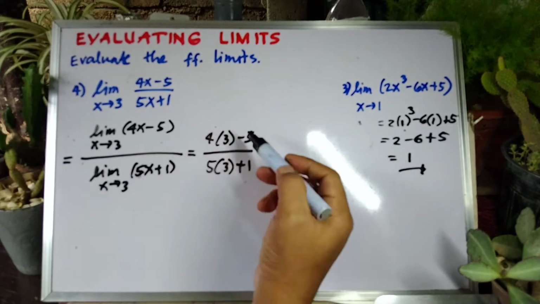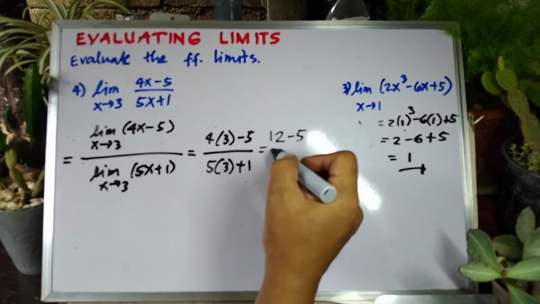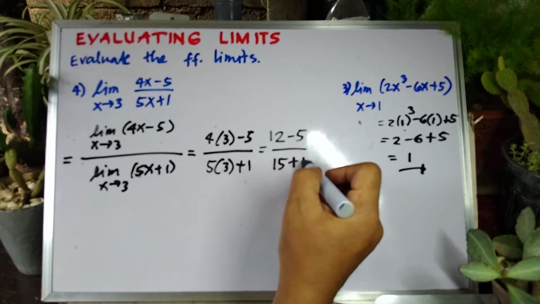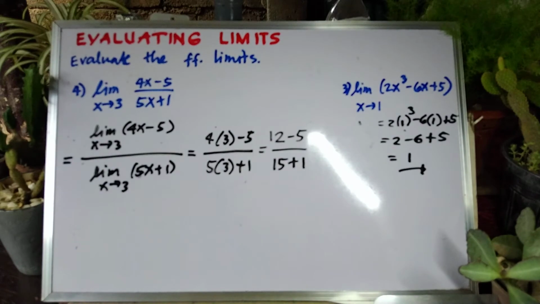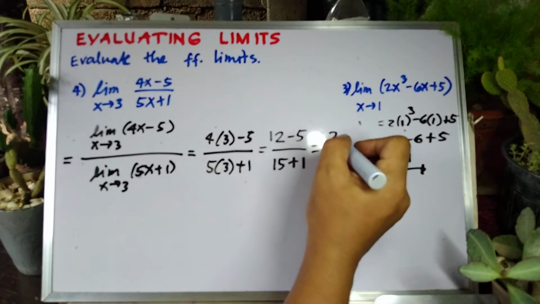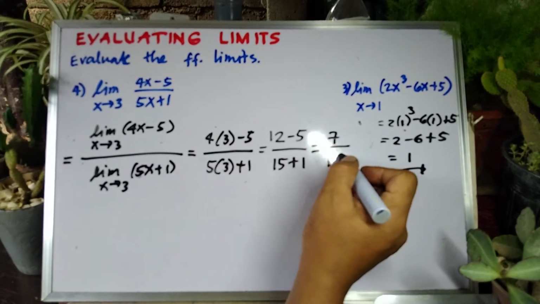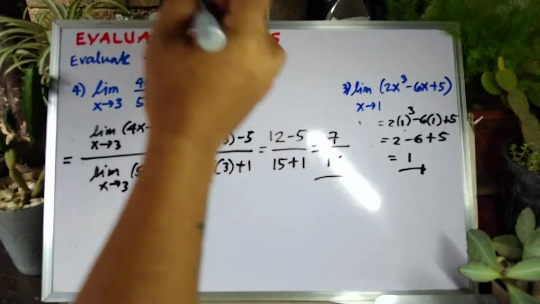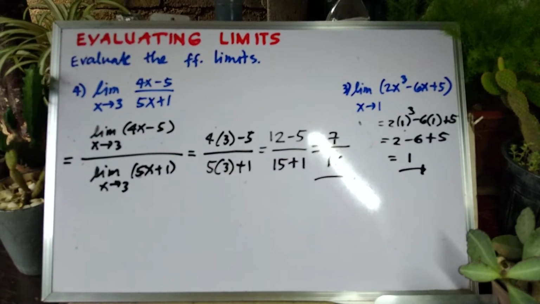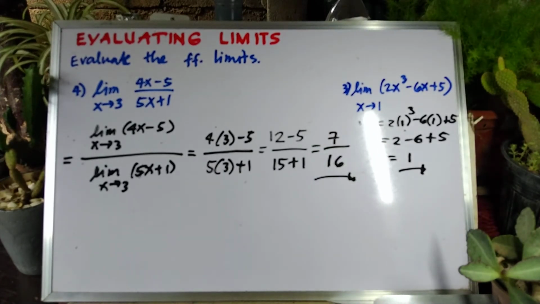So, simplify. What is 4 times 3? That is 12. Then, minus 5 over 5 times 3 is 15 plus 1. Diba? So, simplify further. What is 12 minus 5? 7 over 15 plus 1, you have 16. So, yan na yan. Yung final answer natin. Diba? Madali lang, ano? Yan lang yan.